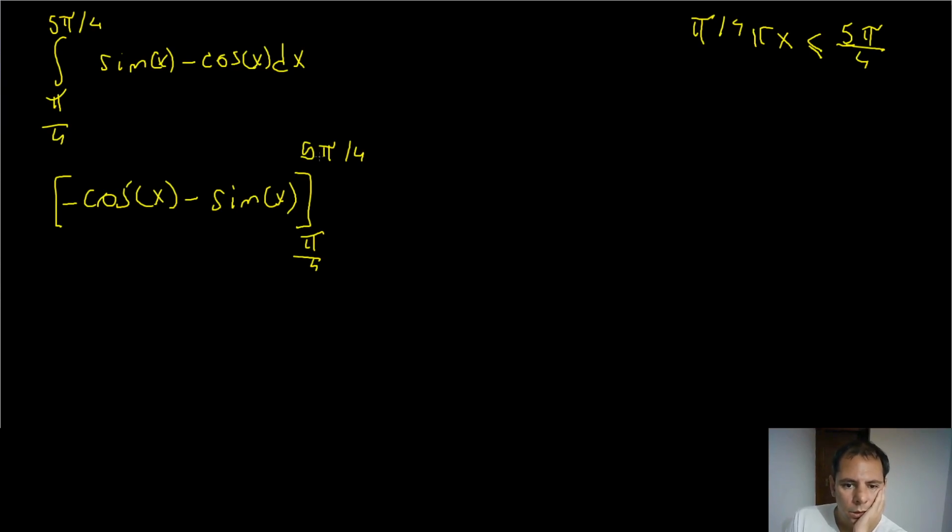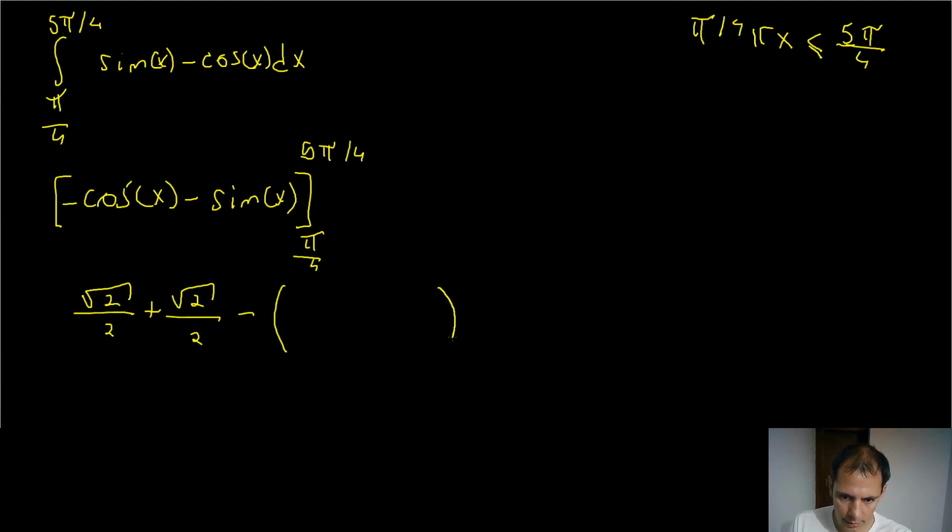Okay, so let's do this. At 5 pi divided by 4, the cosine is going to be minus square root of 2 divided by 2. With the minus, it's square root of 2 divided by 2. And then you have this minus and the sine. The sine is also going to be negative square root of 2 divided by 2. With this negative, it's a positive. So square root of 2 plus square root of 2 divided by 2. That was for this. And now you got a minus.